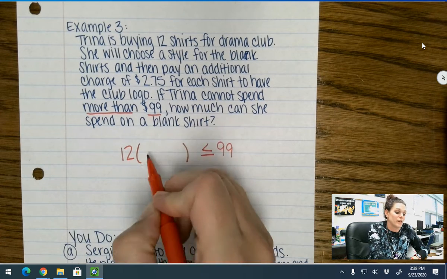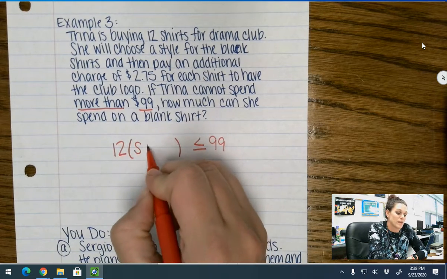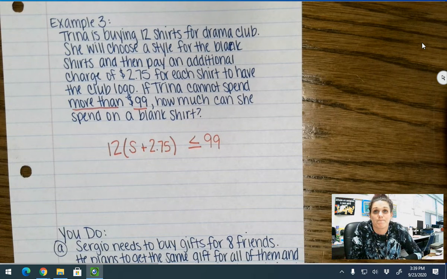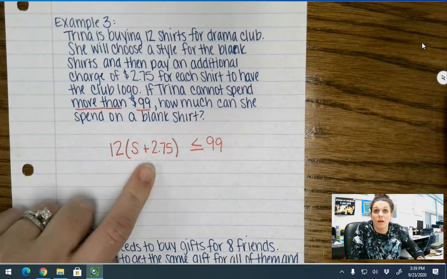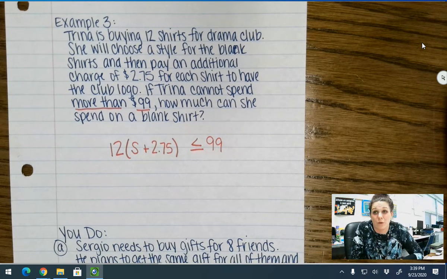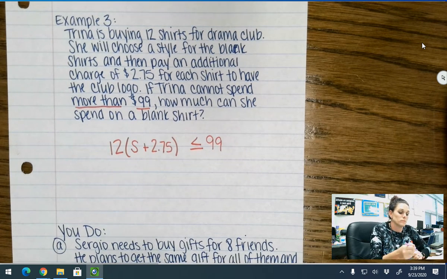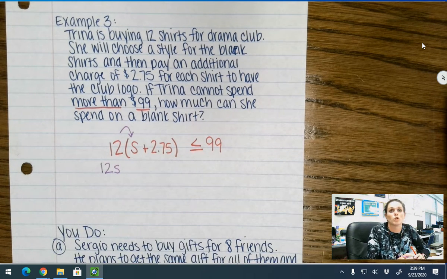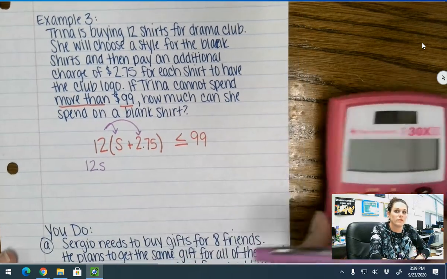So 12 is going to be my shirt cost. And I'm also going to have 12 of that $2.75. Now, I could certainly combine this, and I could have said 2.75, but I can't really do it's plus. So now I have to rainbow it. Because think about it, solving-wise, I have to pay for 12 shirts, but then I also have to pay whatever 12 times this cost is.